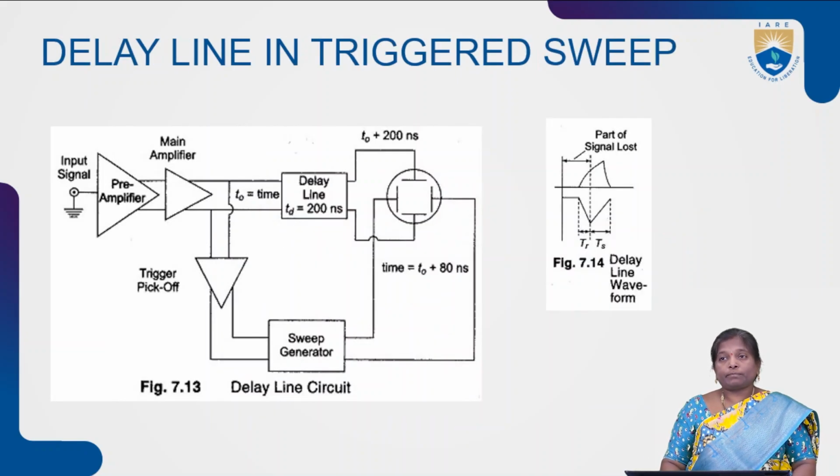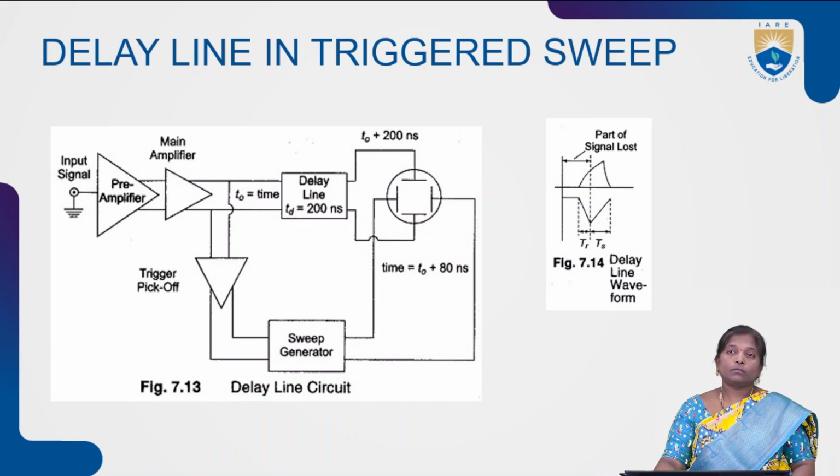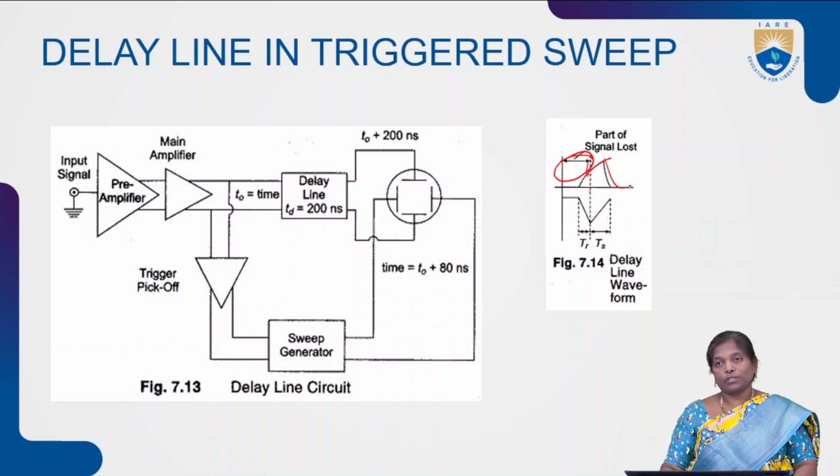Next, delay line. Another important parameter present in the cathode ray oscilloscope is the delay line. Why do we need a delay line? What is the advantage of a delay line in triggered sweep circuits? If you observe the output of the CRT, if the delay line is not present, then some part of the input signal will be missed. Only the signal after this dashed line will be observed in the output section.